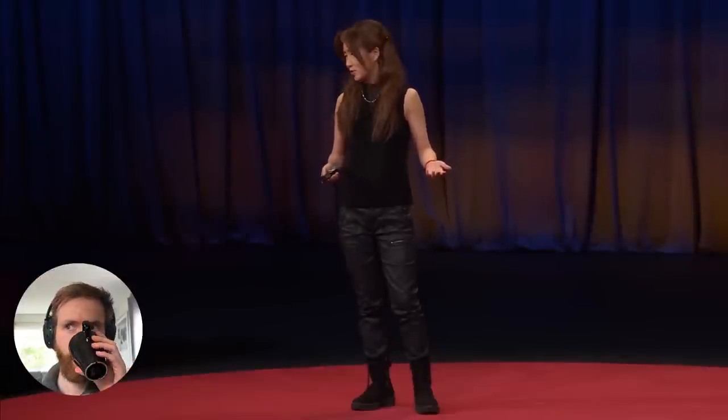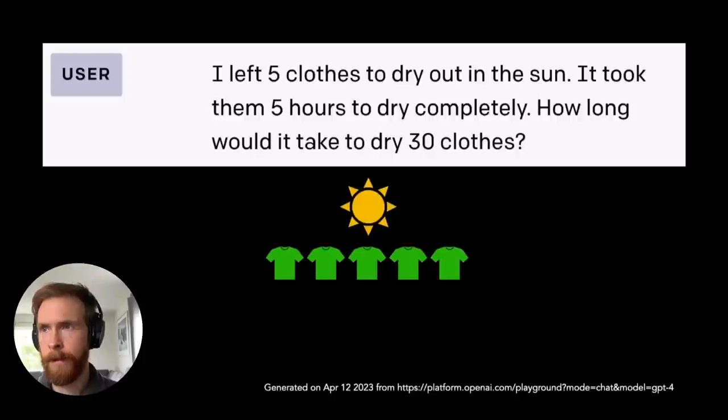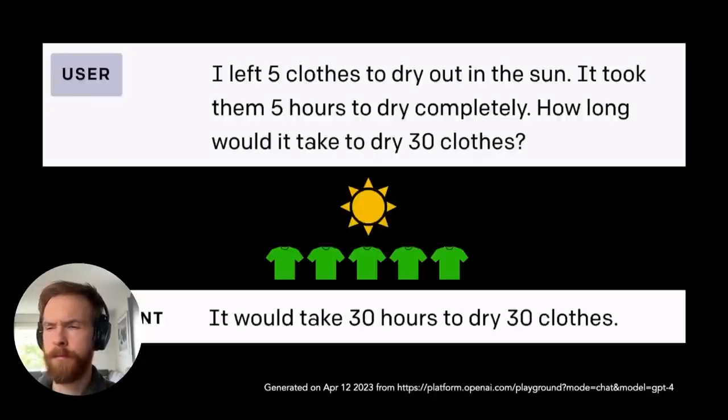AI is passing the bar exam. Does that mean that AI is robust at common sense? You might assume so, but you never know. So suppose I left 5 clothes to dry out in the sun, and it took them 5 hours to dry completely. How long would it take to dry 30 clothes? GPT-4, the newest, greatest AI system, says 30 hours.